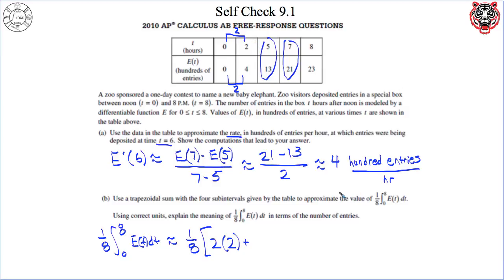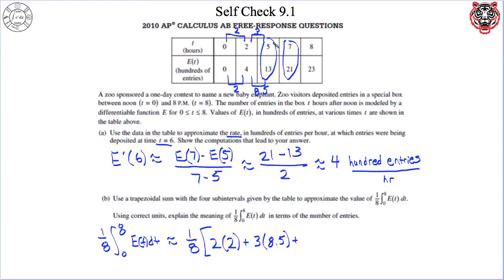So it is from 0 to 8. I just want to make sure I got the interval correct. 2 to 5, so that's a distance of 3, so a height of 3. And then the average of the bases, 4 plus 13 divided by 2, that's 8.5. So this is going to be 3 times 8.5. I guess I'm doing the bases second here.